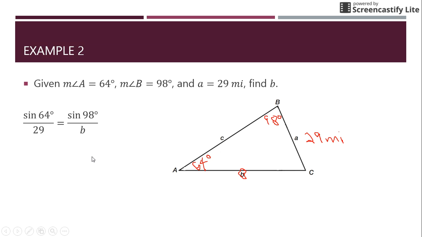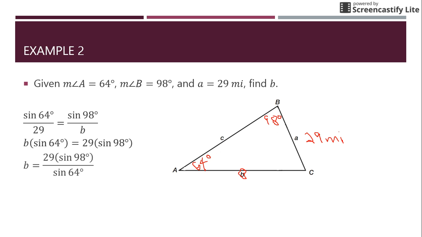And you guys totally know how to solve proportions. Just cross multiply. Sine of 64 degrees times B should equal 29 times the sine of 98 degrees. I am trying to solve for B, so before I even reach for that calculator, I'm going to go ahead and divide by the sine of 64 degrees to get B all alone.